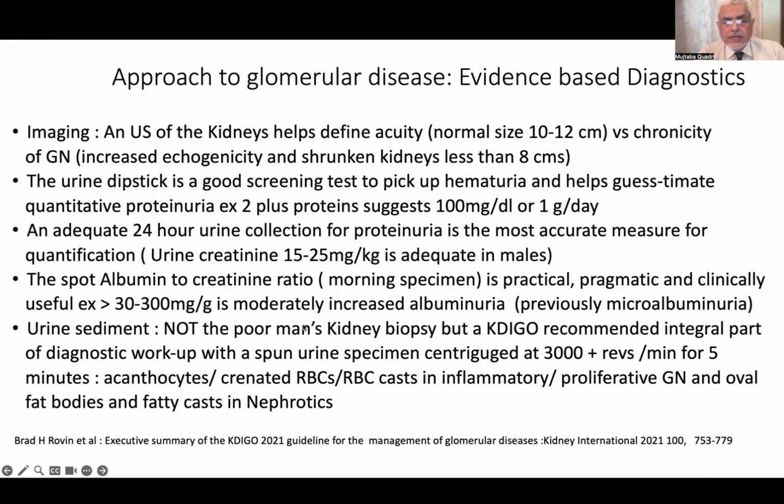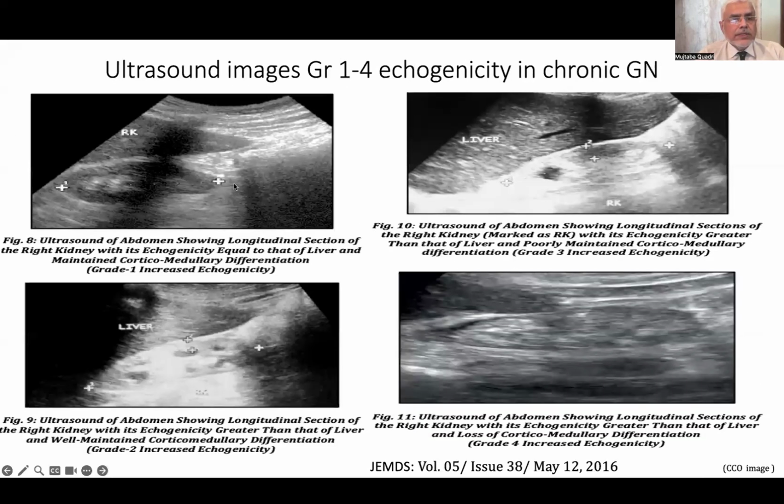And the urine sediment is a KDIGO recommended integral part of the diagnostic workup now, and we need to be aware of the importance of acanthocytes, crenated RBCs, the RBC casts, as well as oval fat bodies and fatty casts in nephrotics. So in these panels going from 1, 2, 3, 4, progressively the kidney echogenicity goes up from normal, from grade 1 to grade 2, grade 3, and grade 4, depending on how it looks in relation to the corticomedullary differentiation being lost progressively and how it looks compared to the liver echogenicity, starting with less than liver, then equal to the liver, and more than the liver.